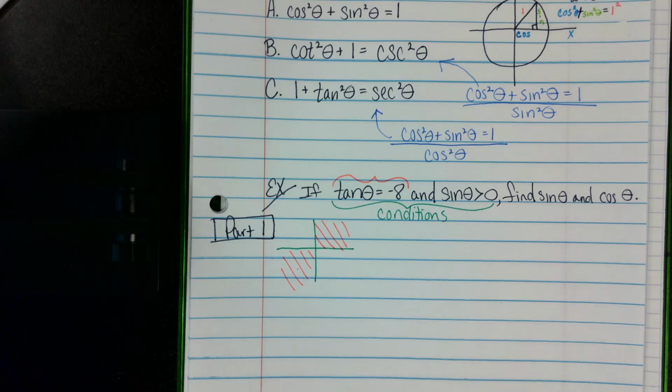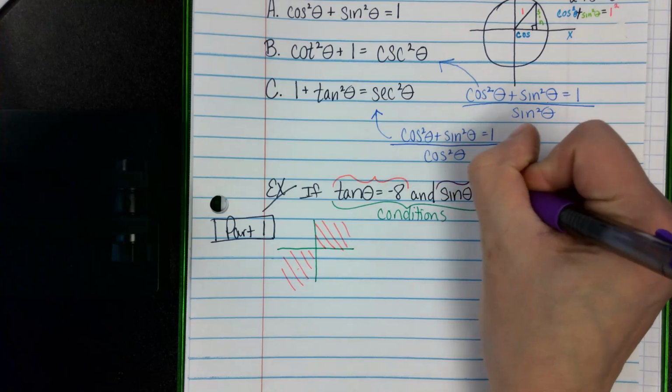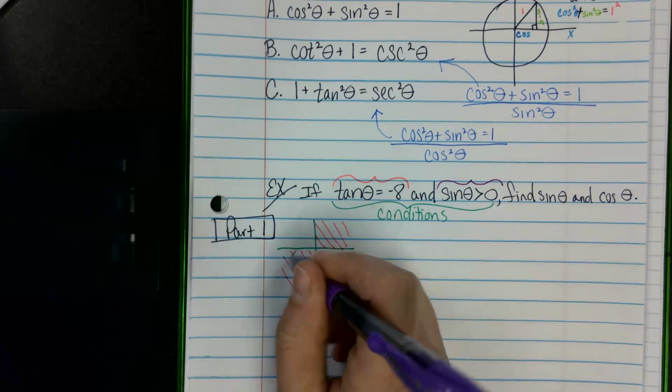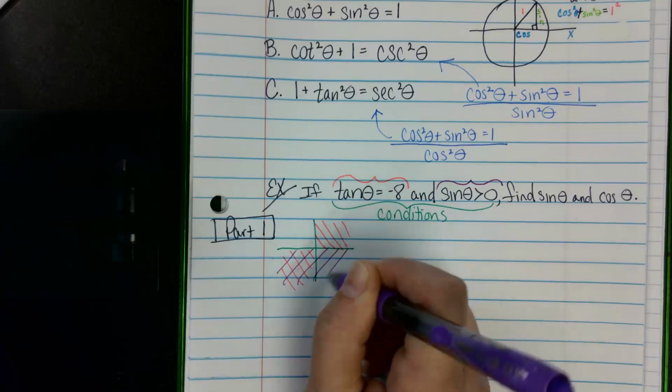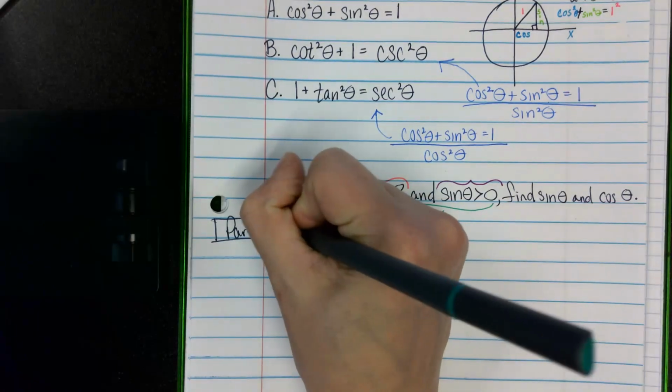And then we're going to look at sine theta. Sine theta is greater than 0, which means that sine is positive. So the y values are positive, above the x-axis. So anything below the x-axis cannot be included. So we've figured out that our problem is taking place in quadrant 2.